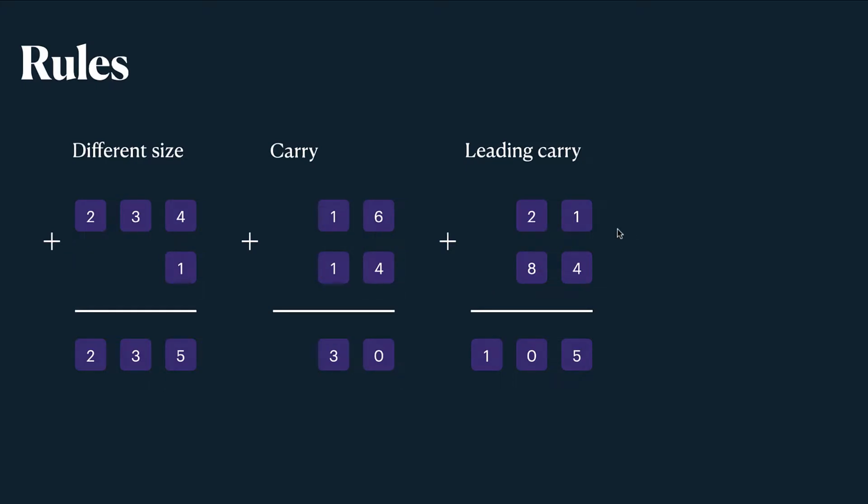And there's a special case where we have a leading carry. Once again, 1 plus 4 is just 5, but 2 plus 8 is 10. And we leave 0 here as a remainder, and we carry 1 to the third position.